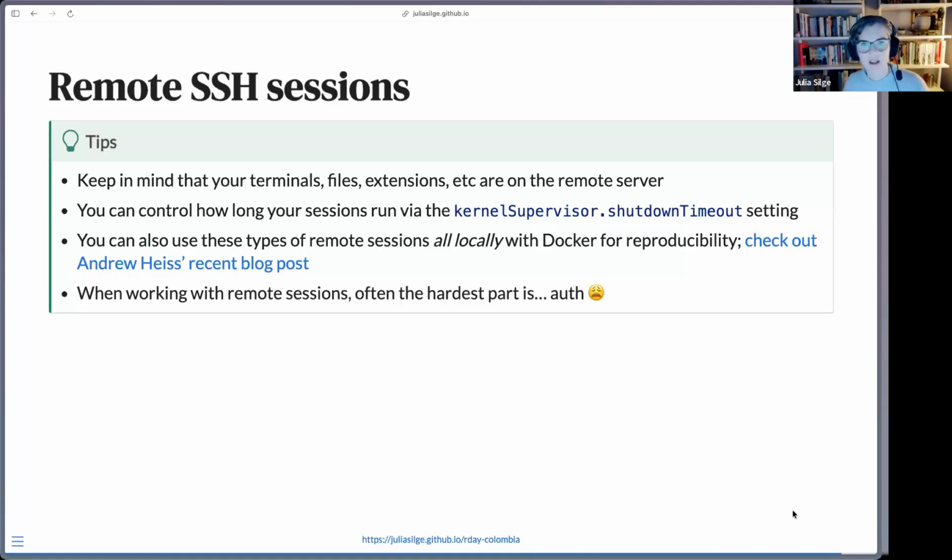And it's no shock here. When working with remote sessions, often the hardest part is auth. You need to be able to have a machine here that you can SSH to. And if you can SSH to it in a fairly straightforward way, you're going to have a fine time. But if it is a situation where it's actually a little fiddly, it has such and such set up so that you can connect to it, then that can be a bit of a challenge.